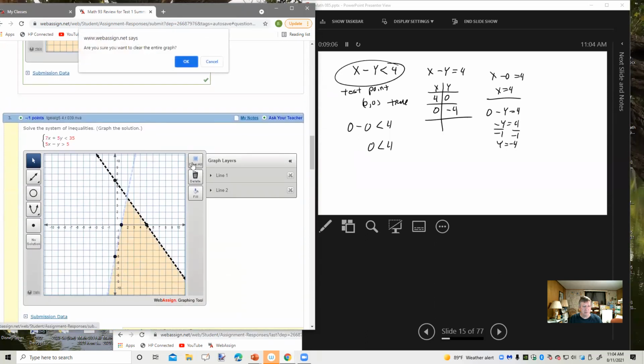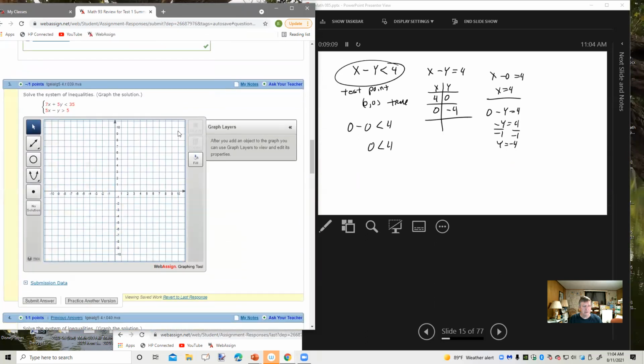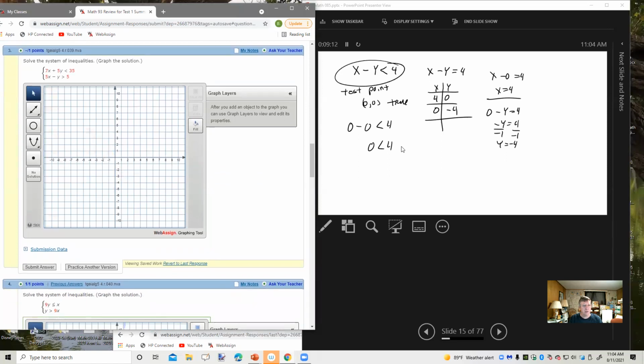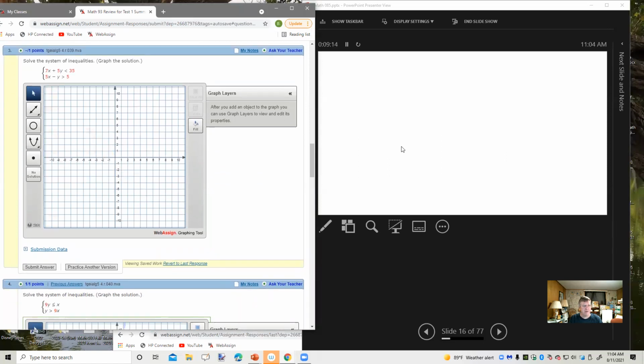All right, let's take a look at another example. Let's see, let's take a look at this one. All right. So this takes us to section, what is it, 4.5. That last one was out of 3.7. Solve the system of inequalities. All right. So the first one, we have 7x plus 5y less than 35. So let's take a look at the related equation. 7x plus 5y equals 35.